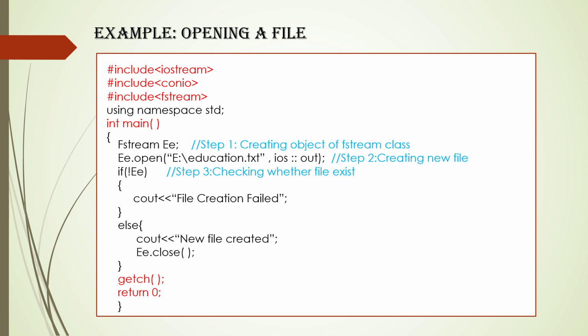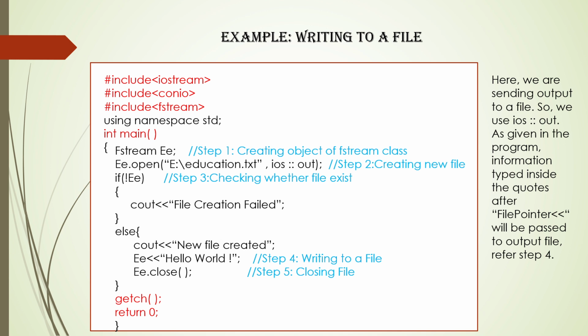Since we know how to open a file, let's see now how to write in that file. For that, firstly you have to open the file, and this can be done the same as we have seen previously. So the first few steps are the same. In this program, till step 3 it is the same as the previous one, and in the else part, firstly we have displayed that the file has been created, and then we have written hello world to the file using the file pointer which we have created above.